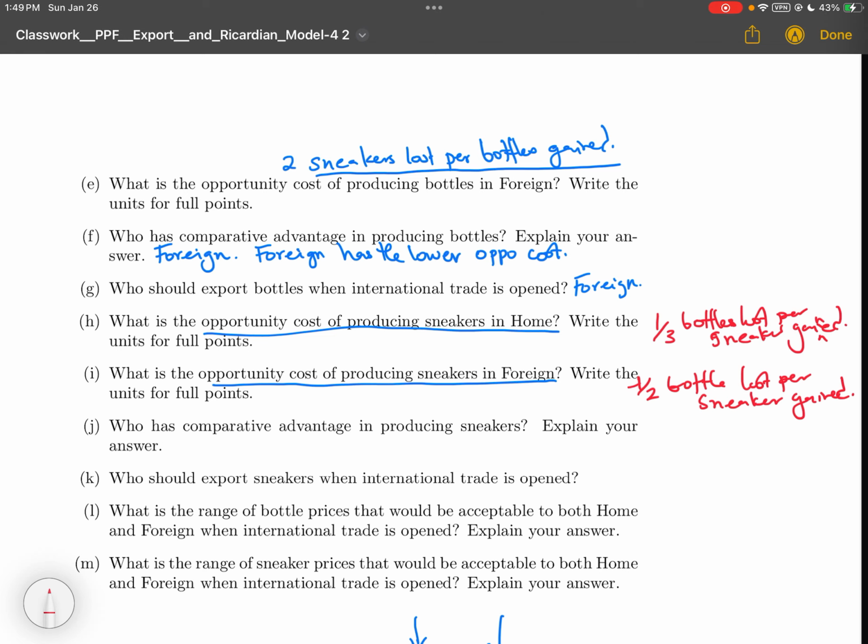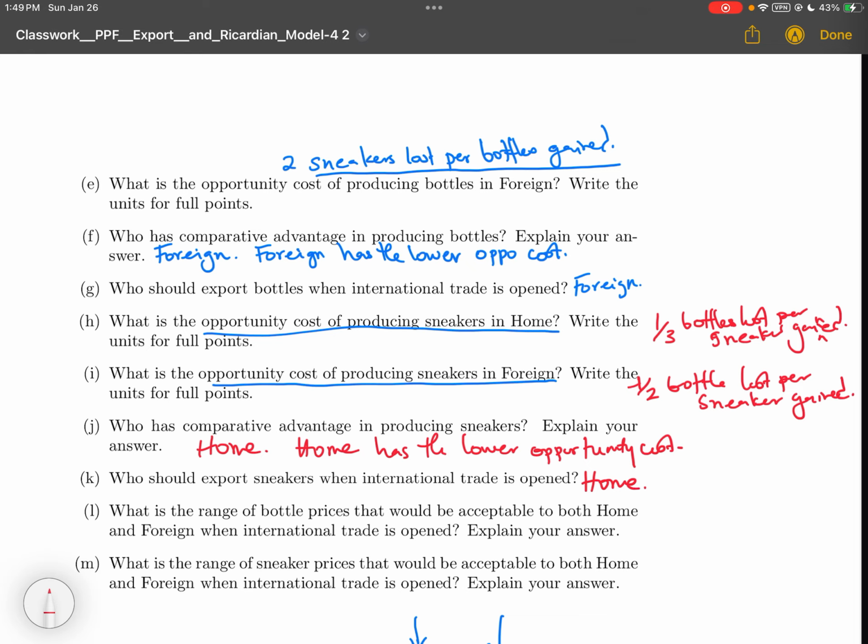Who has the comparative advantage in producing sneakers here? That should be home. Home gives up less. Home gives up 1/3, whilst foreign is giving up half. So here it's home because home has the lower opportunity cost, and that's the explanation. Who should export sneakers? Home.